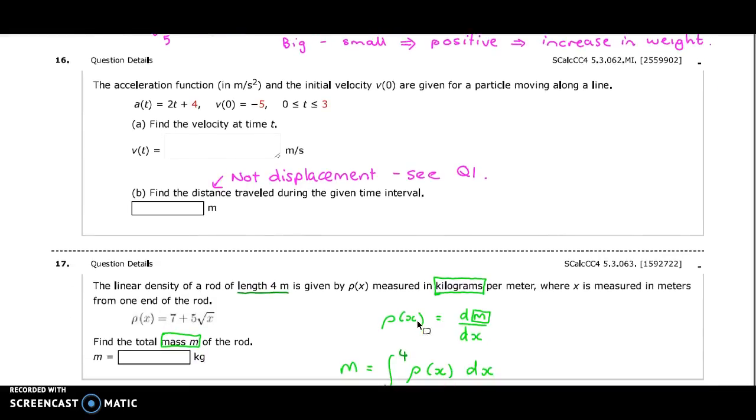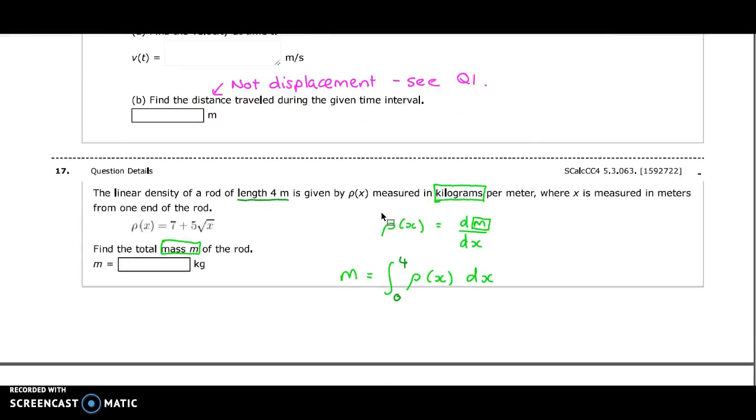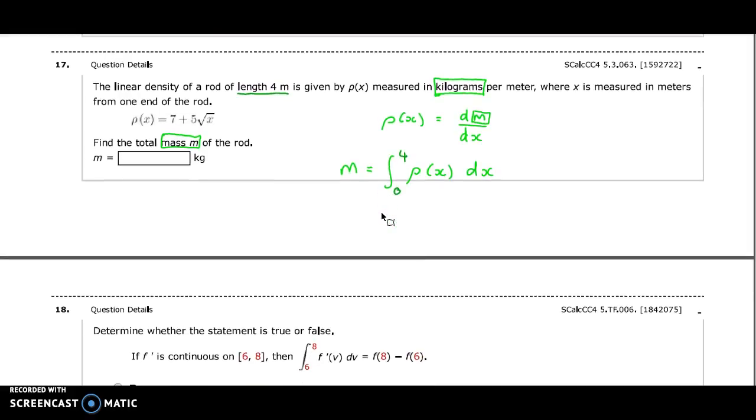Okay, question 16. Beware that you are looking at displacement, not distance. See question 1. Question 17 is again like question 15, to do with undoing a rate of change.